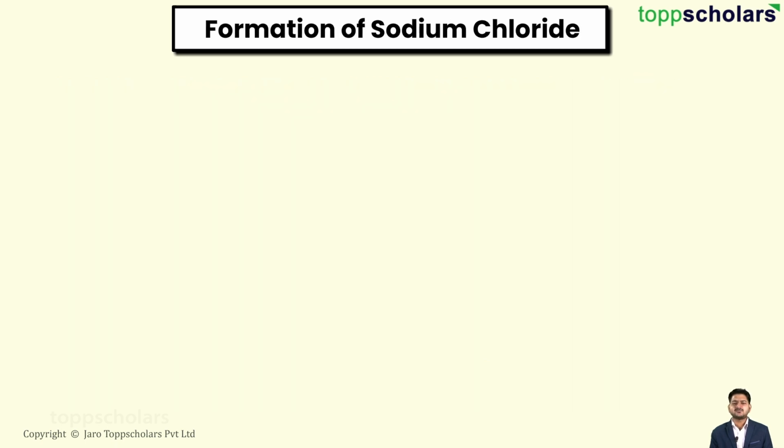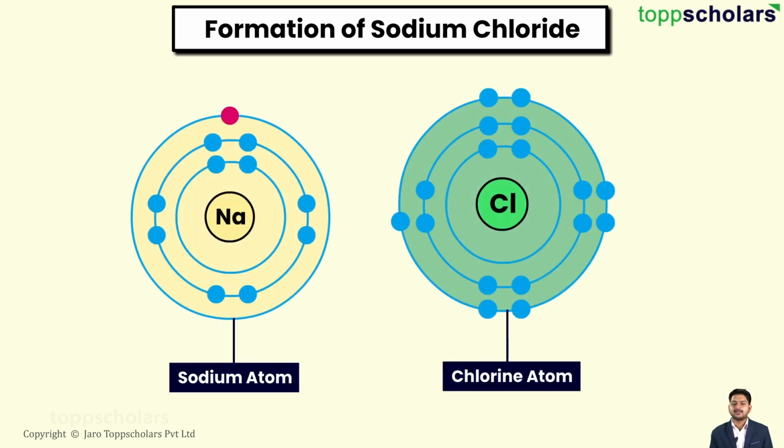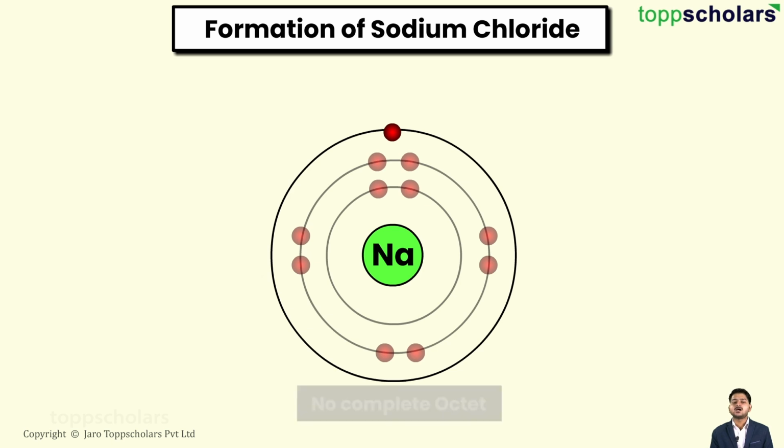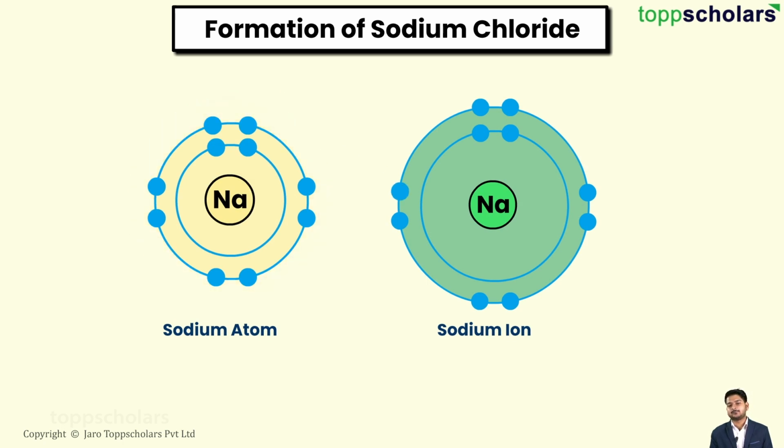Let us understand the formation of sodium chloride. The ionic compound NaCl is formed by the interaction between sodium and chlorine atoms. Sodium has electronic configuration 2, 8, 1. The outermost shell of sodium does not have a complete octet. So, in order to become stable, sodium donates its one valence electron.